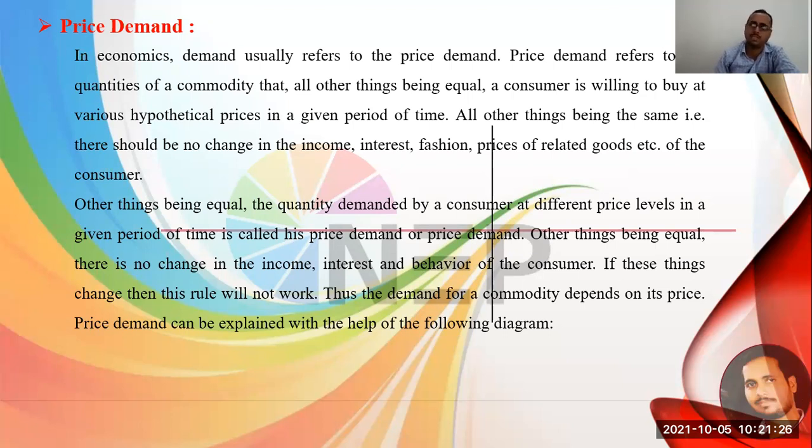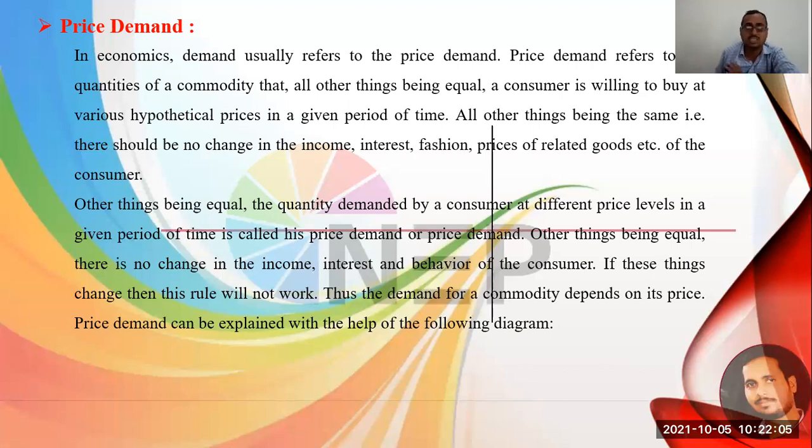All other things being constant, that is, there should be no change in income, interest rates are constant, fashions will not change, and the prices of related commodities are also constant. Other things being equal means the quantity demanded by a consumer at different price levels in a given period of time is called his price demand. Other things being equal means there is no change in the income, interest, or behavior of the consumer, as we have discussed earlier.